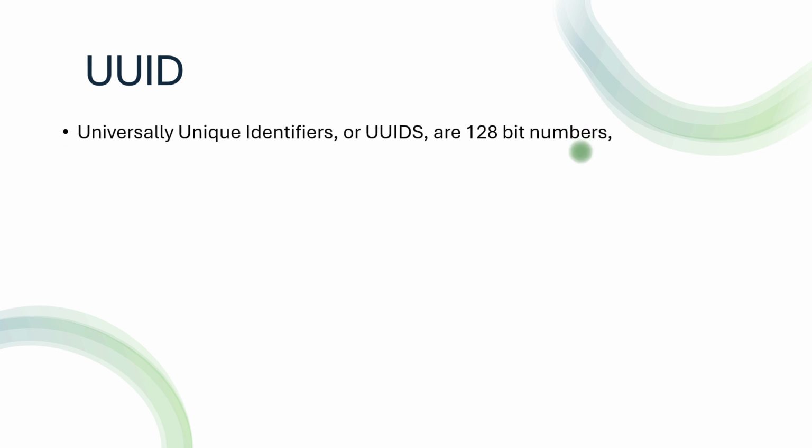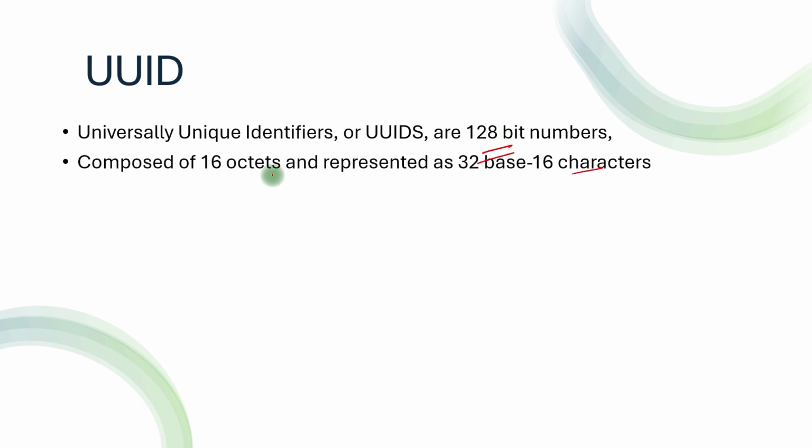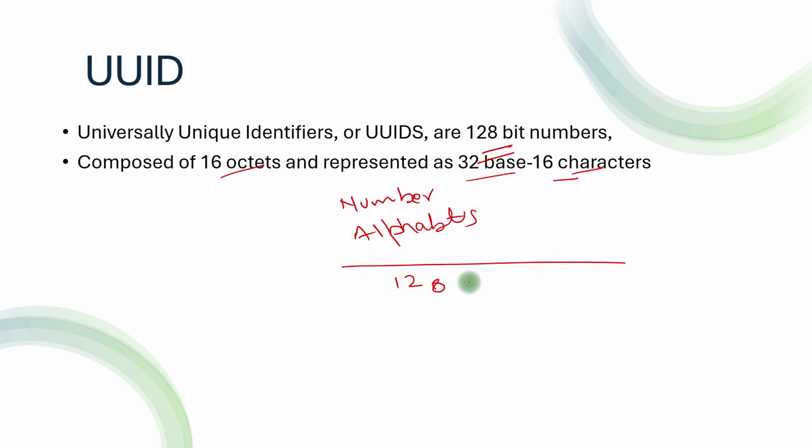The second one that we want to discuss is UUID, that is, universally unique identifiers. They are 128-bit numbers, composed of 16 octets and represented as 32 base 16 characters. UUID is a library that can be used to have a unique ID, and they are unique in such a way that they are a combination of numbers and alphabets. Their length is 128 bits.